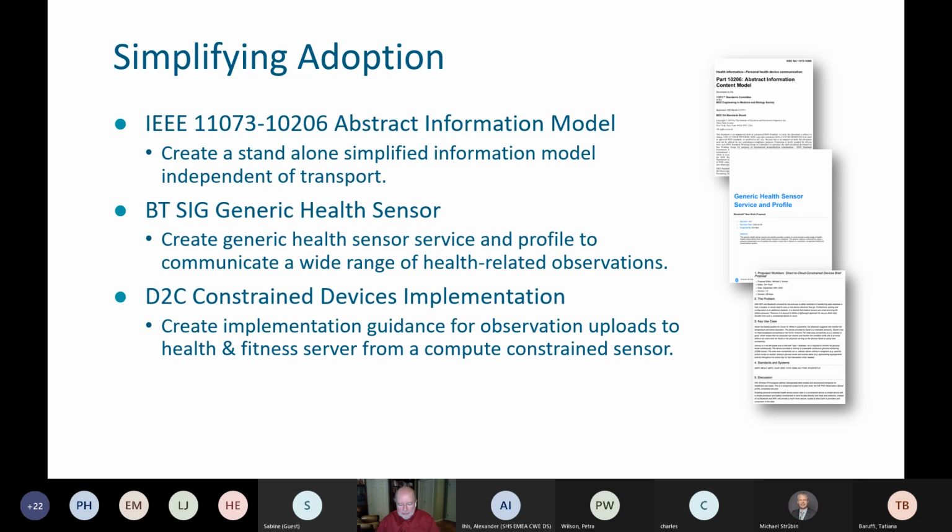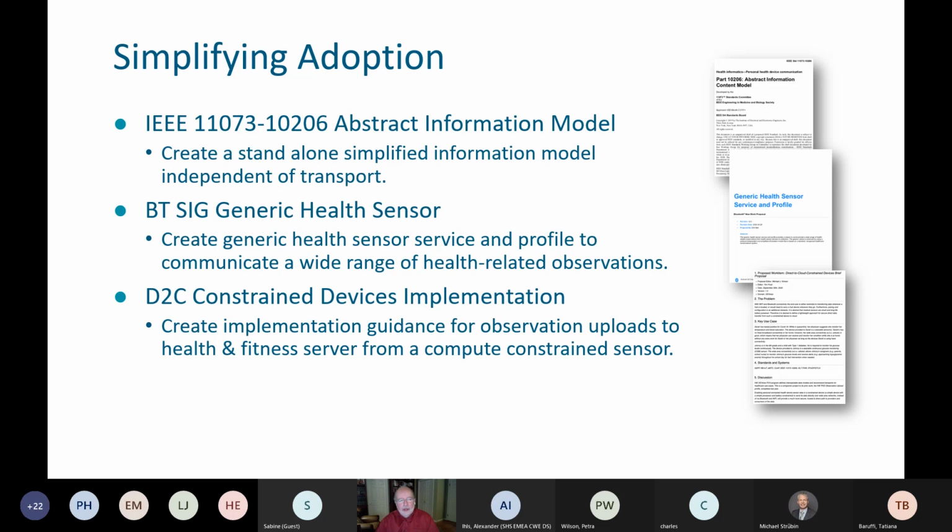One of the key pieces of feedback that came from the market was, you know what, let's first separate the information model from the transport. Because we may already have, for example, a Bluetooth transport that we already want to use, and we don't want to have to support another transport. The other is there are so many attributes that just aren't used and aren't necessary even to make clinical decisions. Let's take those out of the specification.